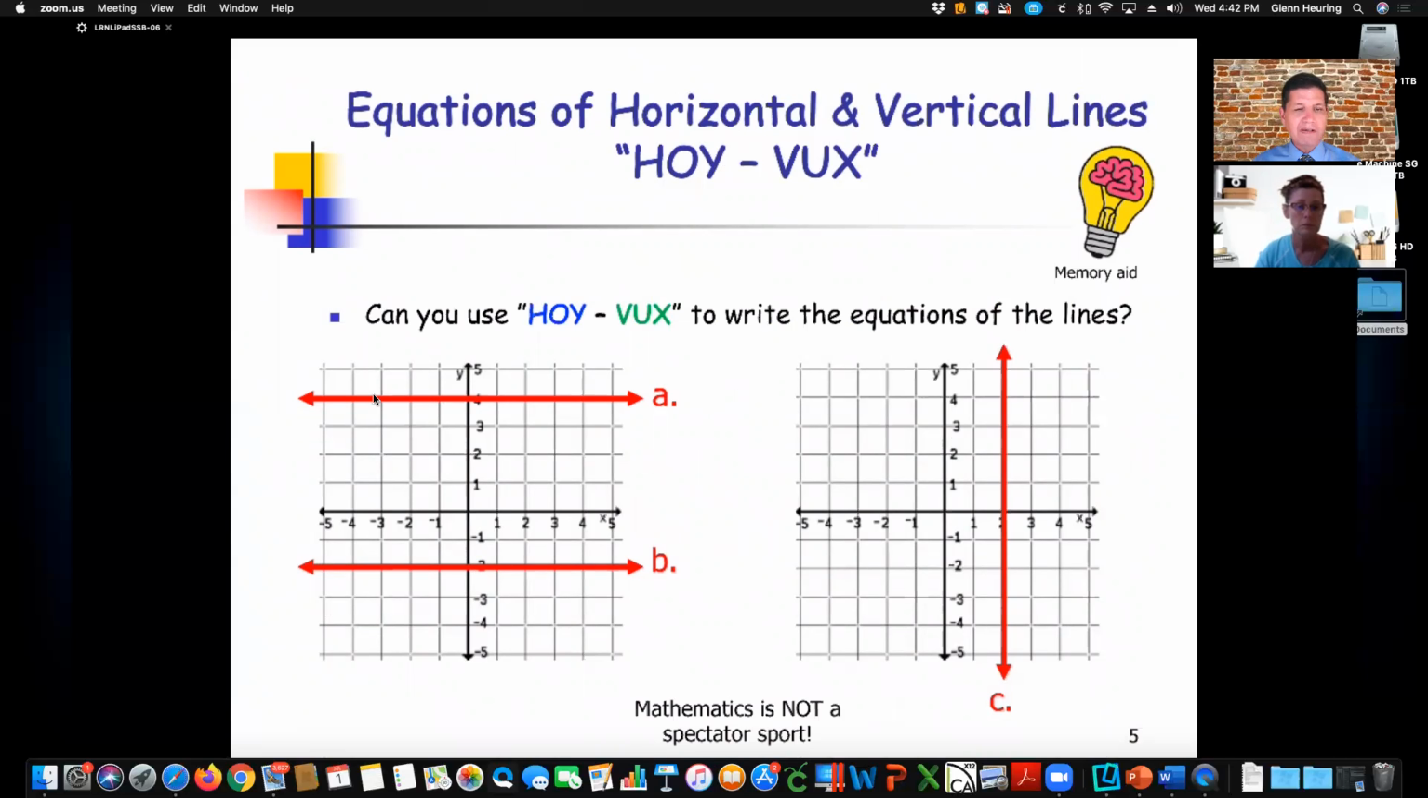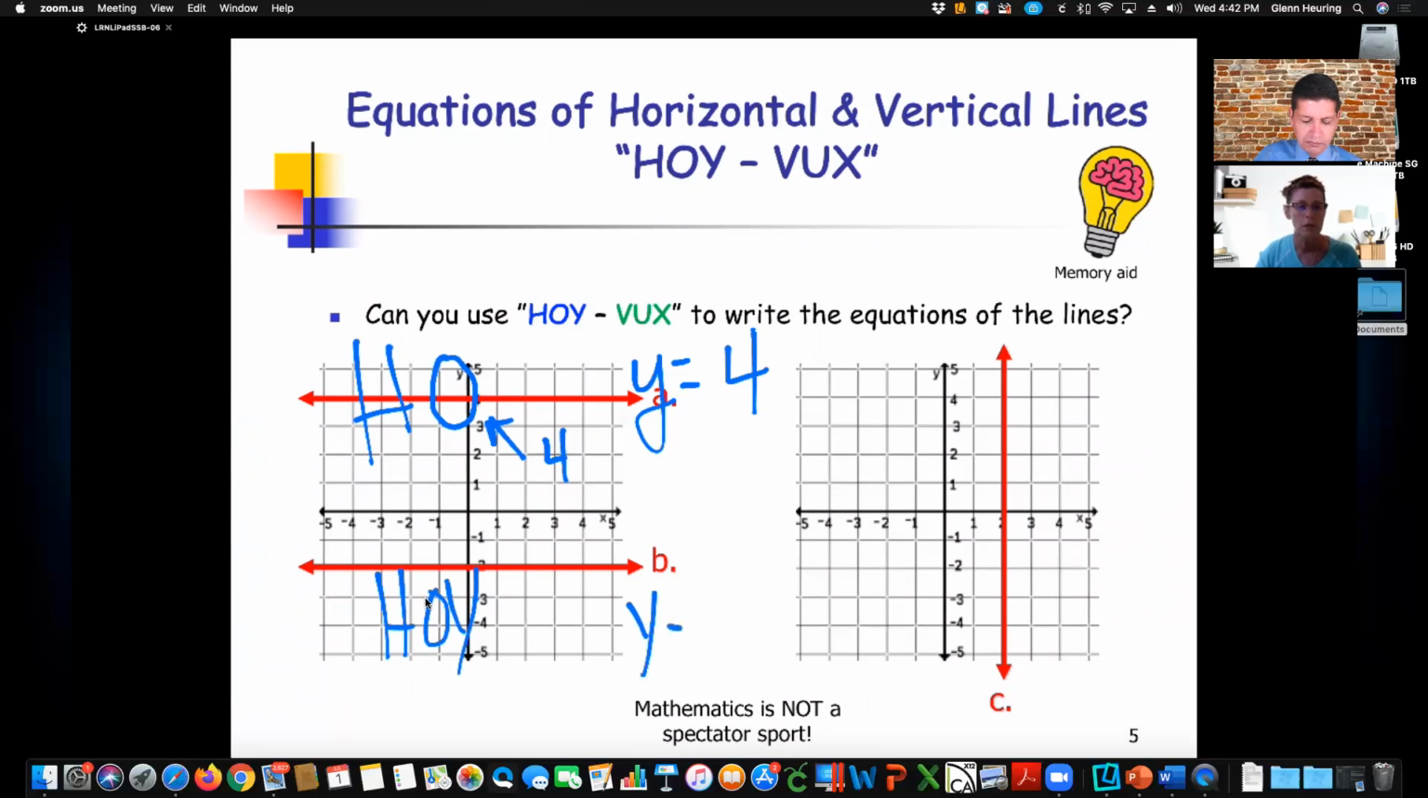Okay, so let's take a look at some of these and put them into application. Take a look at graph A. That is a horizontal line that you see in front of you. So I am going to use Hoy. That tells me that it has a slope of 0, but more importantly, it tells me that it's a y equals line. Y equals whatever the intercept is. So y equals 4 in this case, since the y-intercept is 4. Okay, Kelly, why don't you try line B? That is horizontal, so that would be Hoy, which would be y equals -2. Very good.